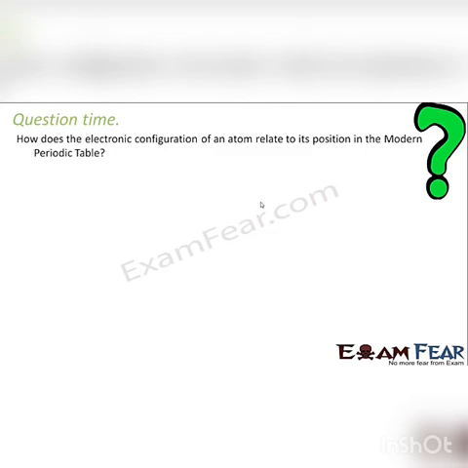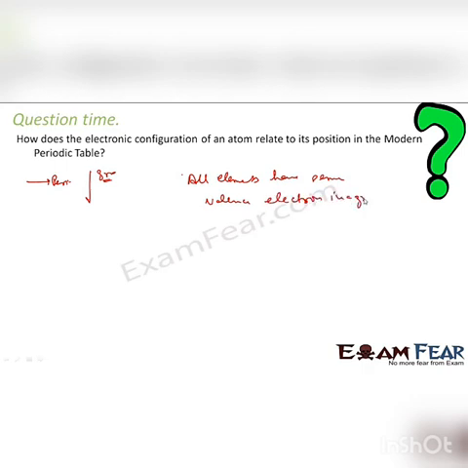How does the electronic configuration of an atom relate to its position in the modern periodic table? We have seen that we have something called periods and we have groups. First thing is, in a group all elements have the same valence electrons. All the elements in a group have the same valence electrons.